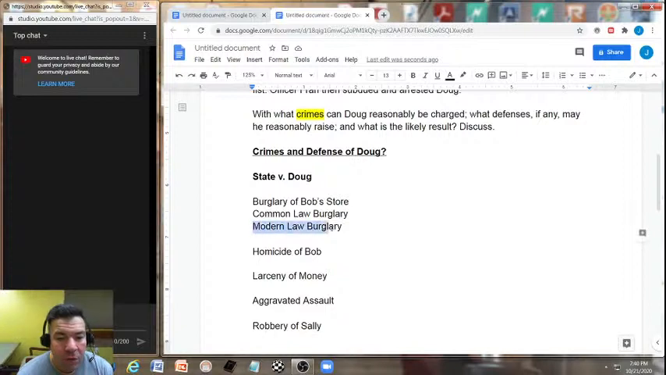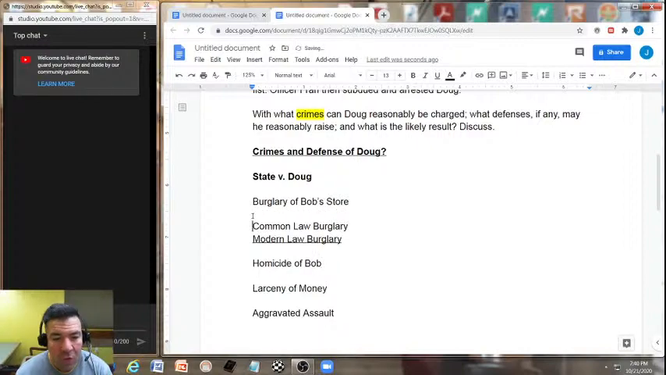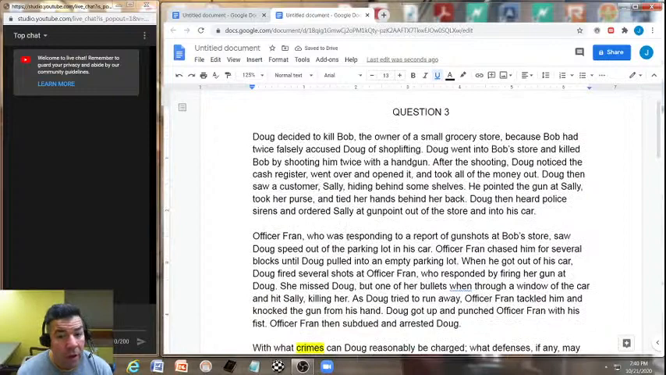So I'll underline this one so that we can easily pull this out. This is the one that we are going to address in our elements, because what is it we have? We have Doug going into Bob's store. Is that store a protected structure? Absolutely. And what intent did Doug enter Bob's store with? The intent to kill him, and that is a crime. So Doug has satisfied all the elements for modern law burglary.